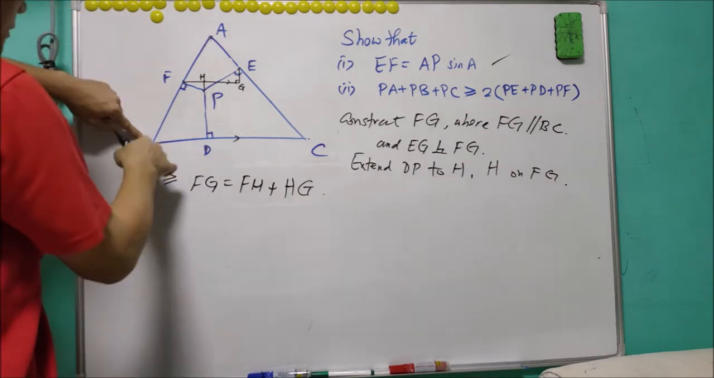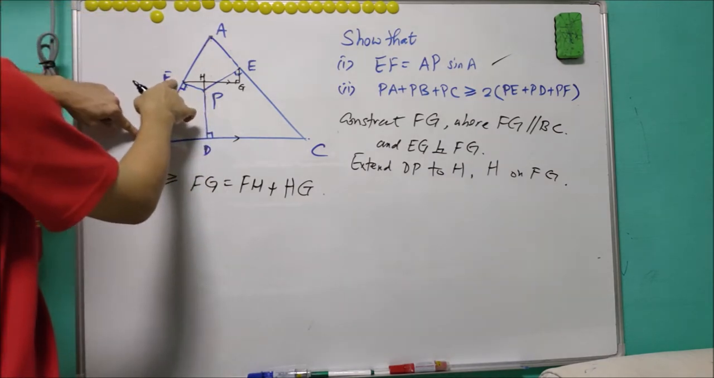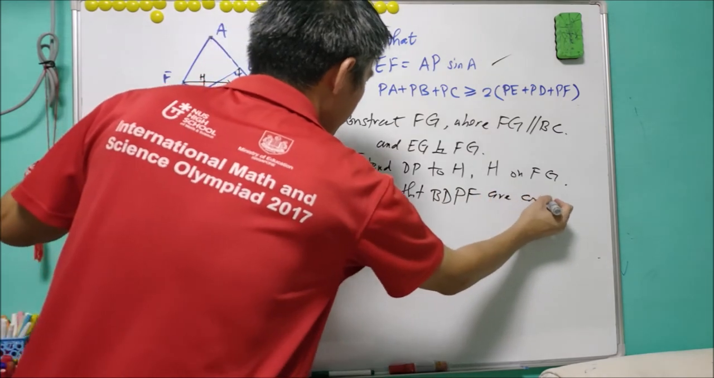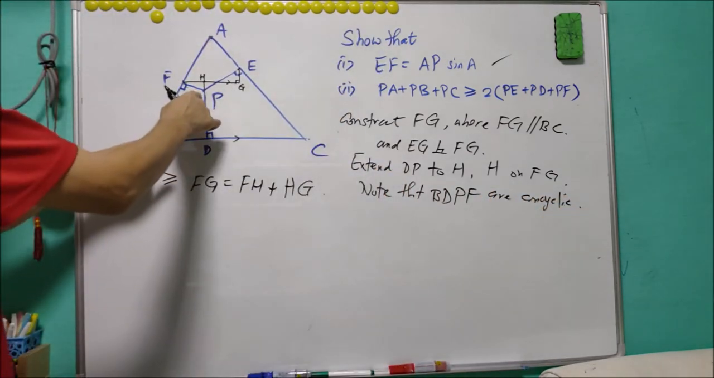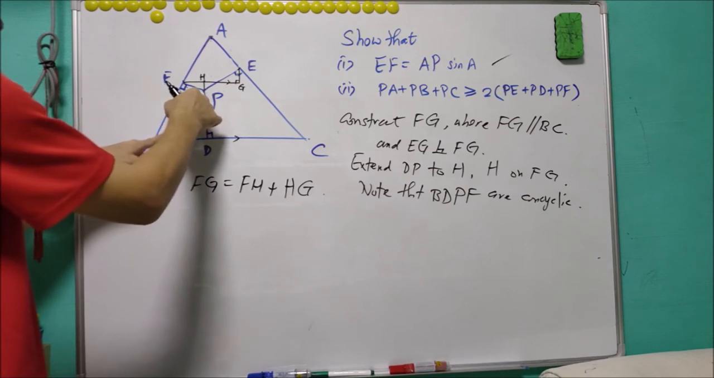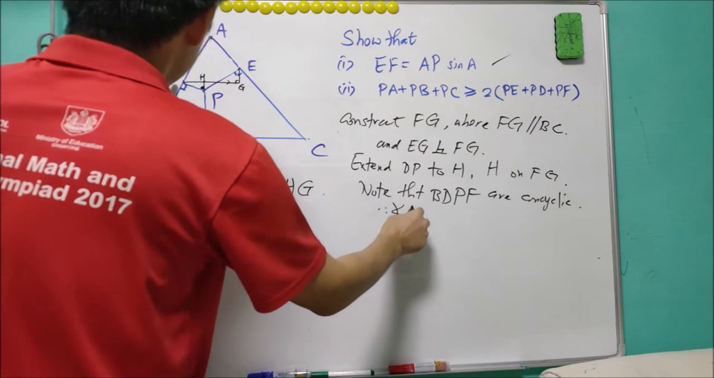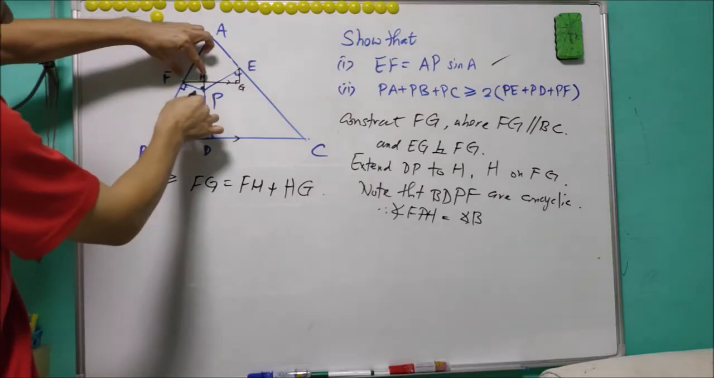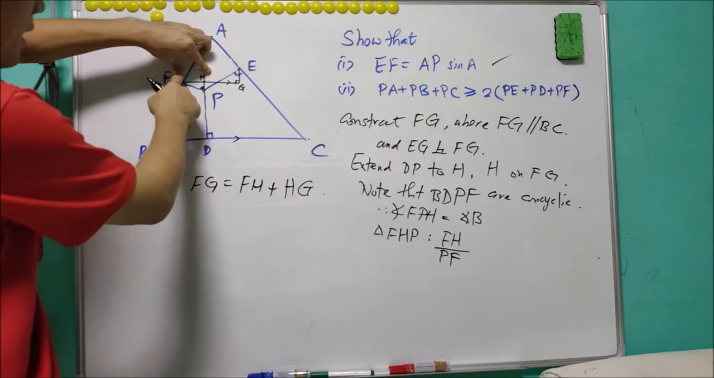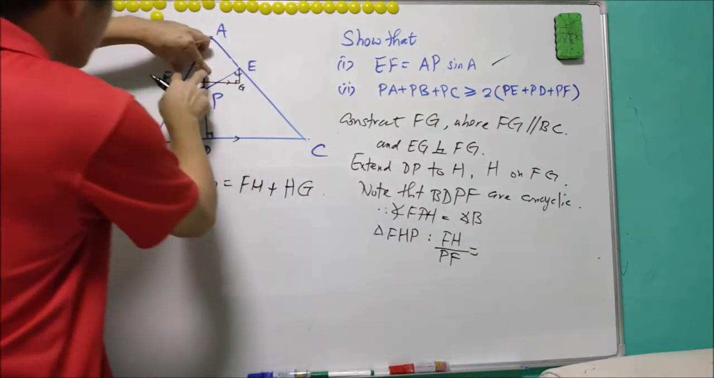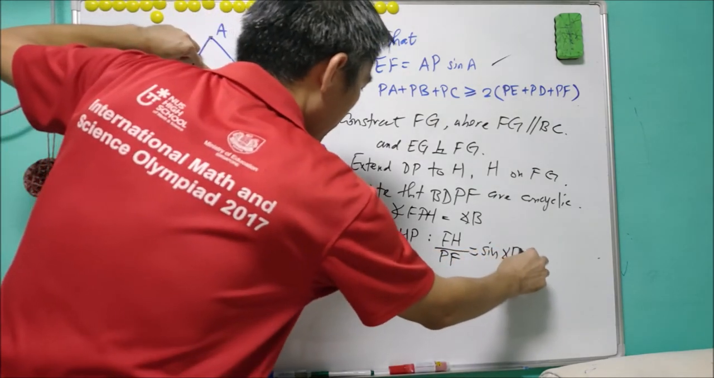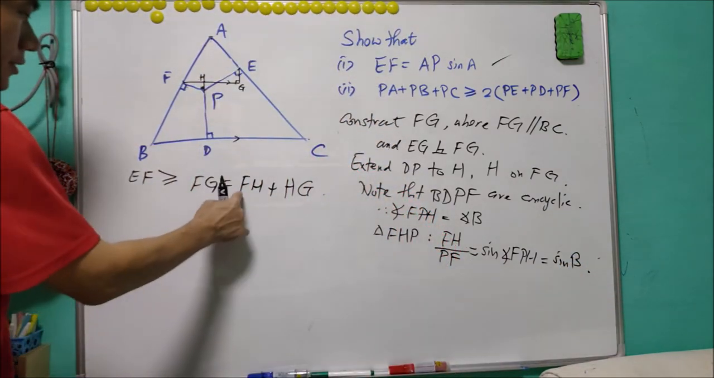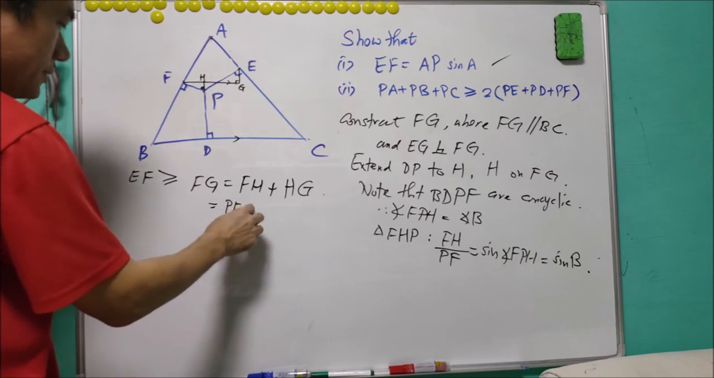Again, B, D, P, H are concyclic because these two are 90 degrees. Note that. Then we know that the sum of these two interior angles is 180 degrees, and it means that this angle FPH is also equal to the angle B. So we consider this small triangle FHP. FH over PF equals sine of this angle FPH, and this is equal to sine B. Therefore, we have FH equals PF sine B.